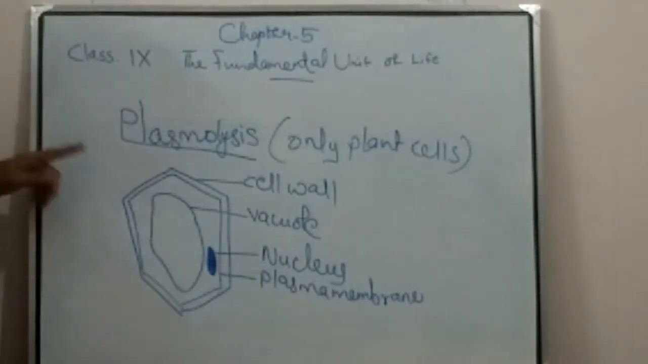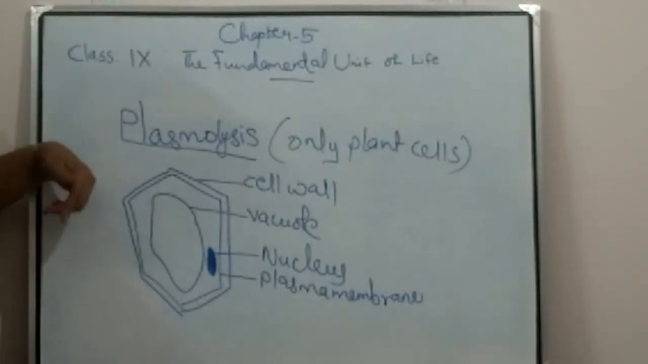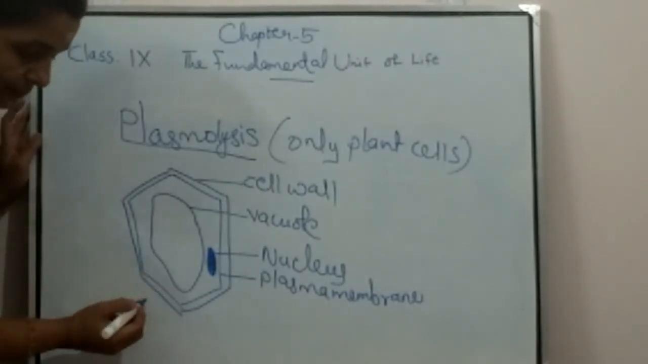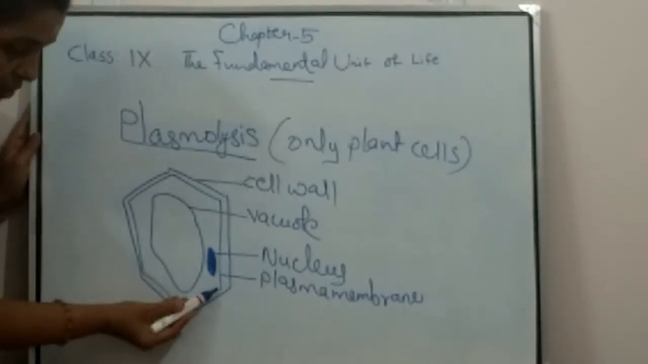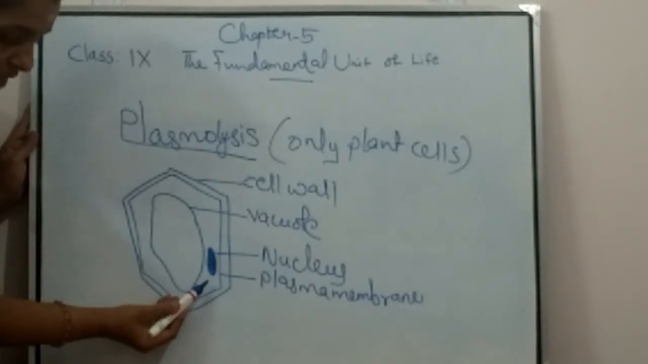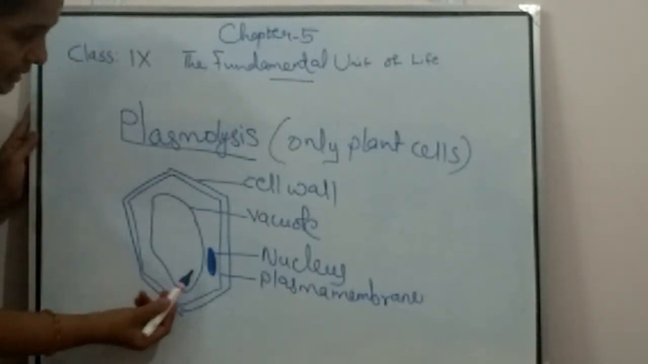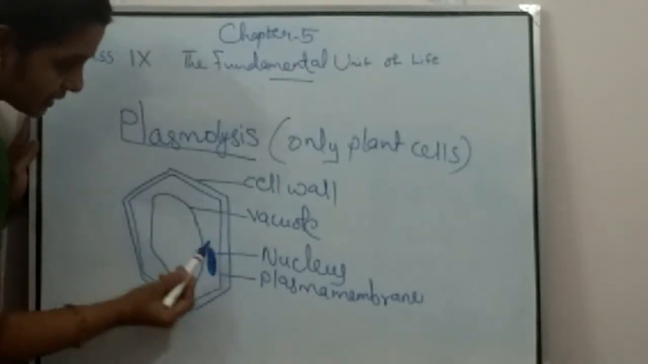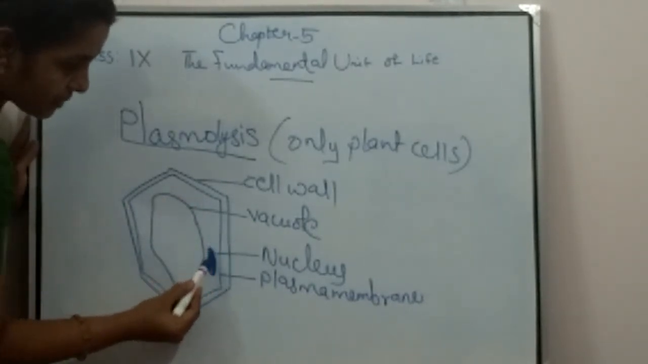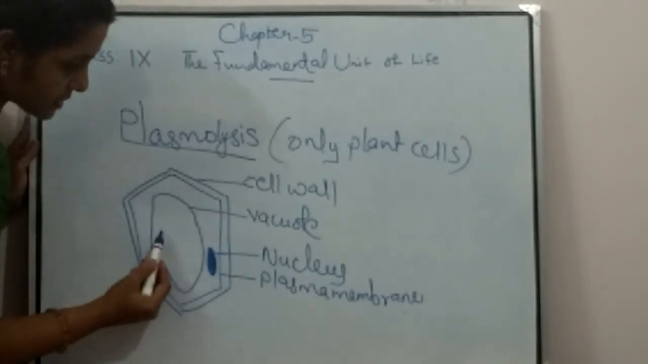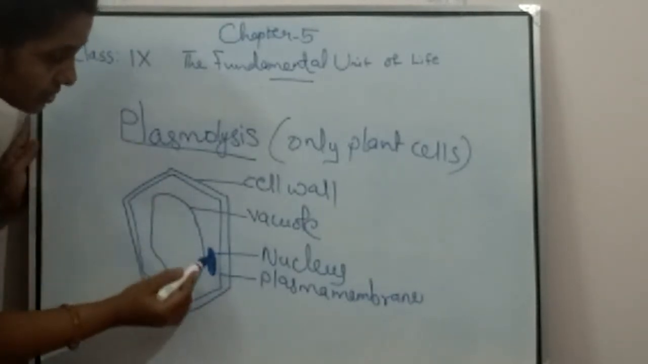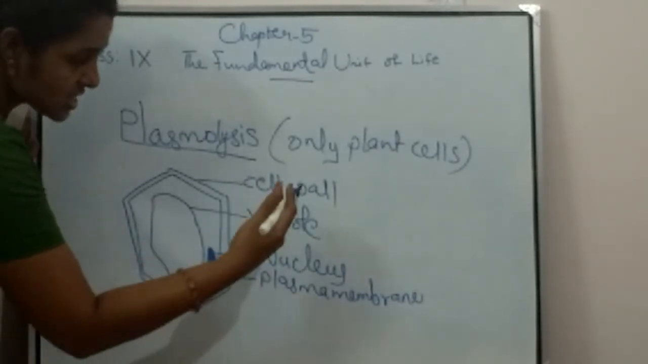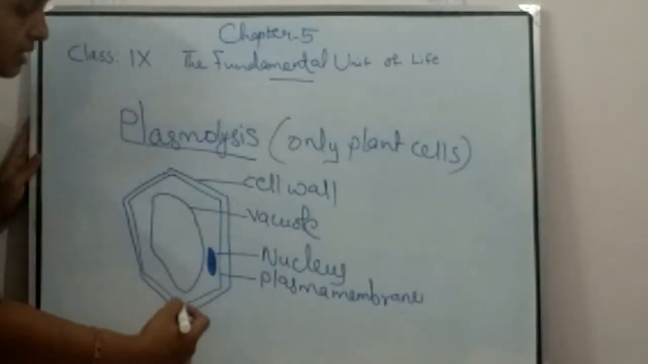Then when a living plant cell loses water through osmosis, there is shrinkage, or the contraction of the contents of the cell away from the cell wall. So which are the contents here? Here the contents are the plasma membrane, this nucleus, the cytoplasm, then this vacuole. All these contents of the cytoplasm will shrink away from the cell wall.